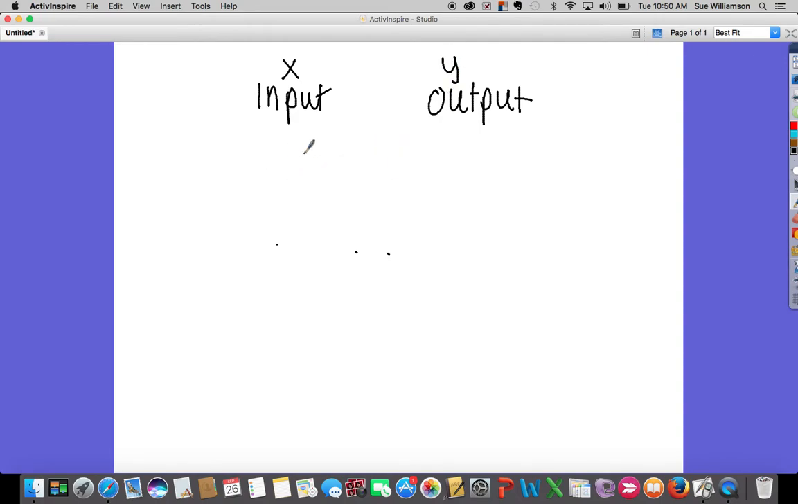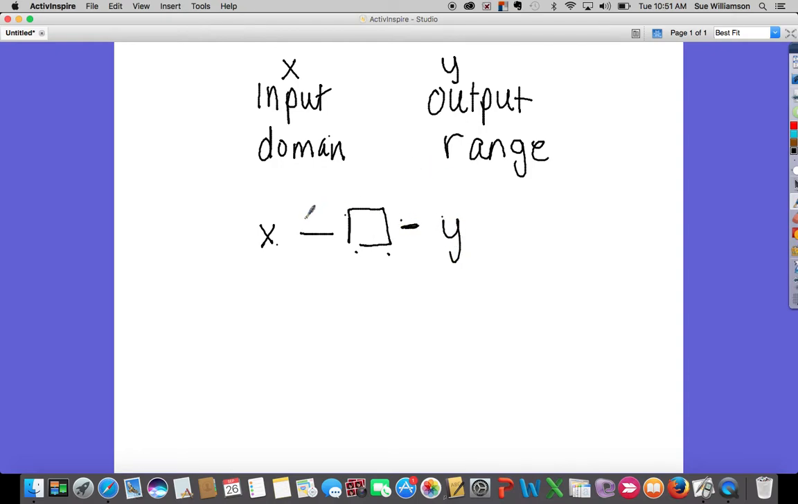Another term that we can use for input is the domain, and another term for the output would be the range. So our input is our domain of a function, and our output is our range of the function. It kind of helps if you think about it like a function machine. So say I have an x, and I put it into this function machine, like a vending machine, and then out comes a y. So I have my input, I put it into this machine, and I have an output.